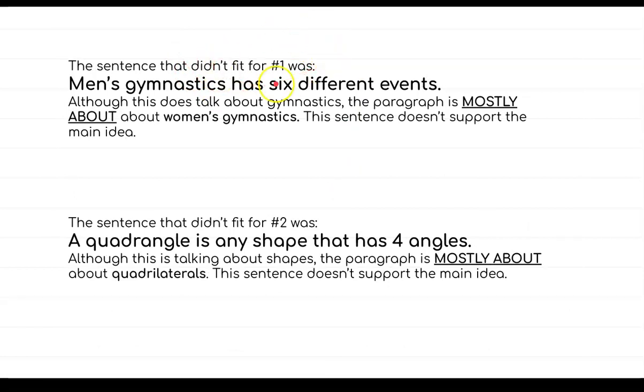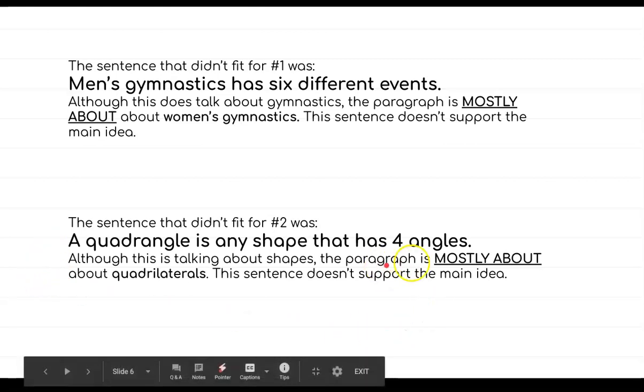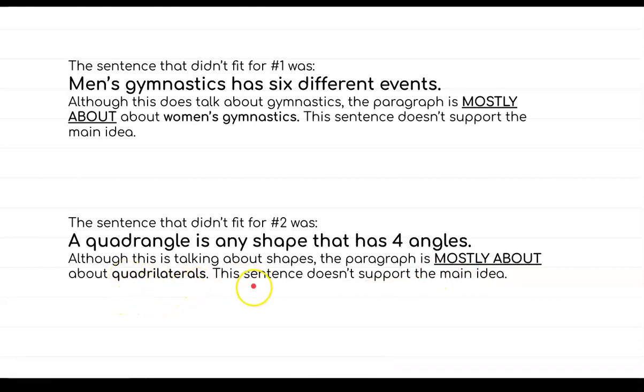So for the first one, like we talked about, the sentence that didn't fit was men's gymnastics has 6 different events. Like I said, although it does talk about gymnastics, the paragraph is mostly about women's gymnastics. So this sentence does not support our main idea. For number 2, if you chose this line, a quadrangle is any shape that has 4 angles, then you are correct. Although it's still talking about shapes, the paragraph is mostly about quadrilaterals, talking about sides of shapes. This sentence does not support the main idea.